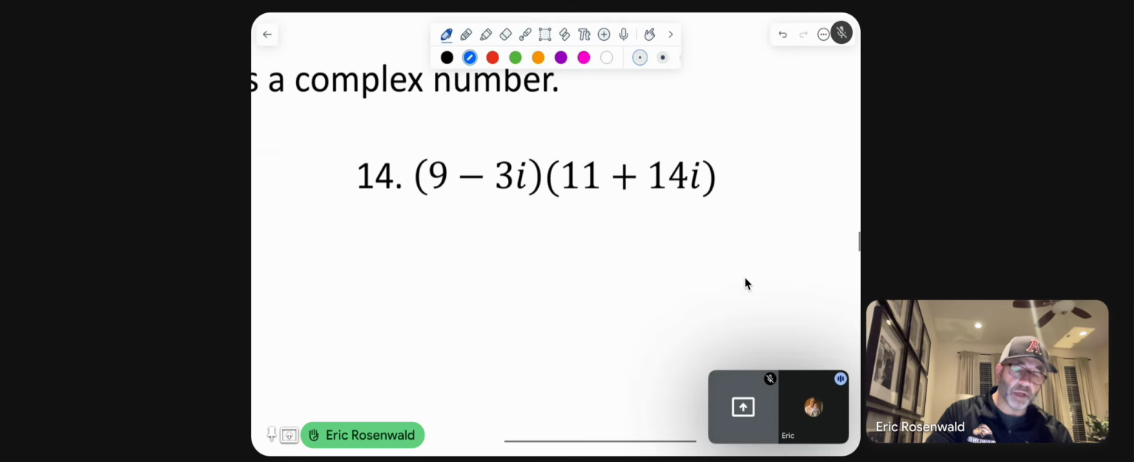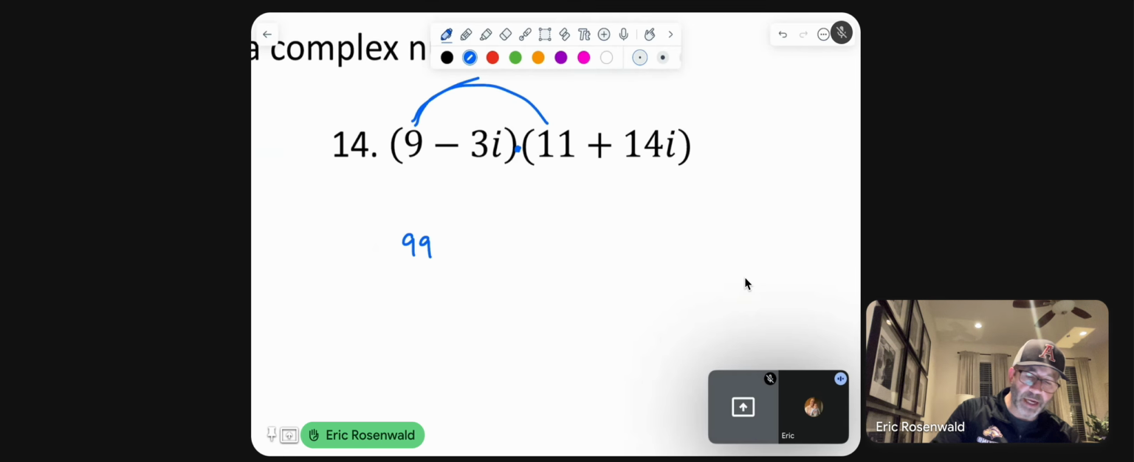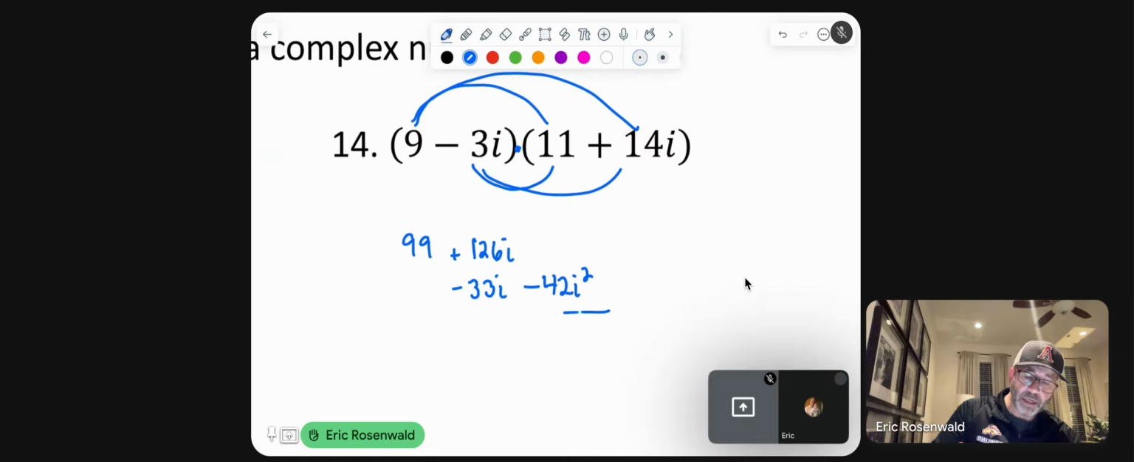Next one, we've got multiplication going here, so we have to do a little of FOIL. So 9 times 11 is 99. 9 times 14i is going to be 126i. Negative 3i times 11 is negative 33i. And then we end up with a negative 42i squared. Now the doozy here is this one right here.